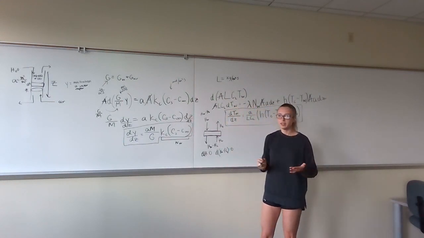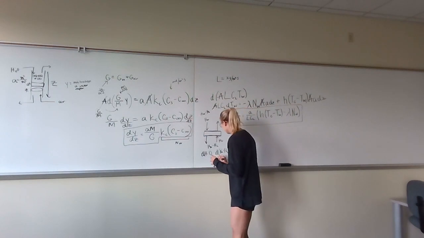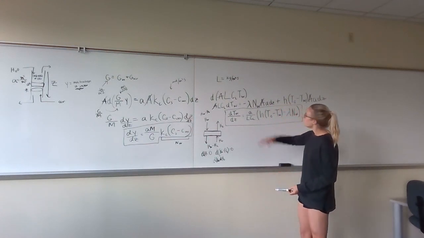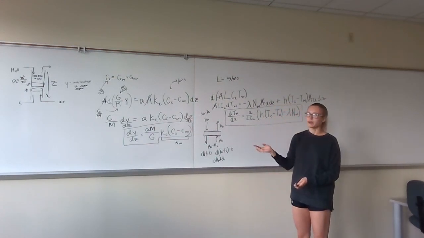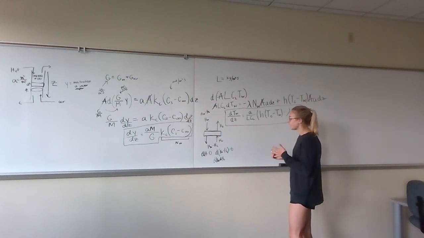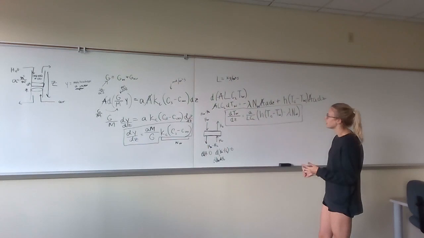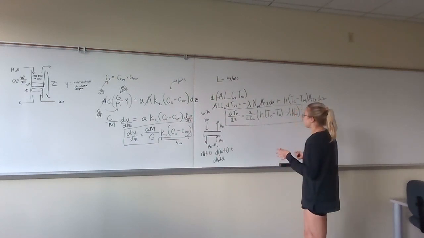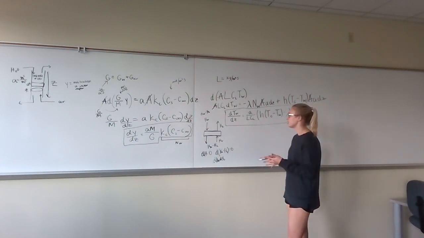And so therefore, the change in enthalpy of the water is equal to the change in enthalpy of the gas. Now this is very convenient because we just solved an equation for the enthalpy of the liquid phase. So we can create a similar equation for the enthalpy of the gas phase and then use that to solve for the change in temperature of the gas with respect to position.